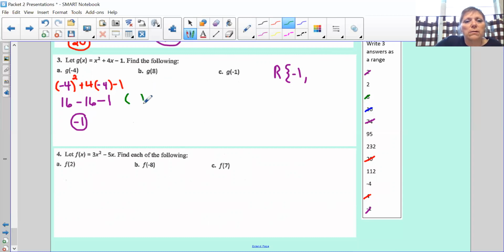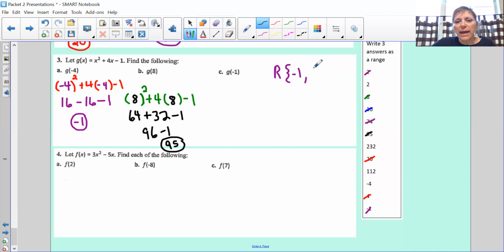Okay, x squared, and then plus 4x minus 1. And we are putting in 8. So 8 squared is 64. Plus 4 times 8 is 32. And then minus 1. Okay. So what I'm going to do is add the 4 and the 2 is 6. And the 6 and the 3 is 9. So 96 minus 1 is 95. Okay, mark out 95 and add it to my range.